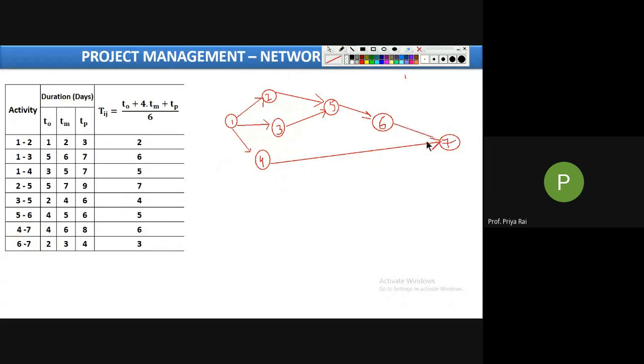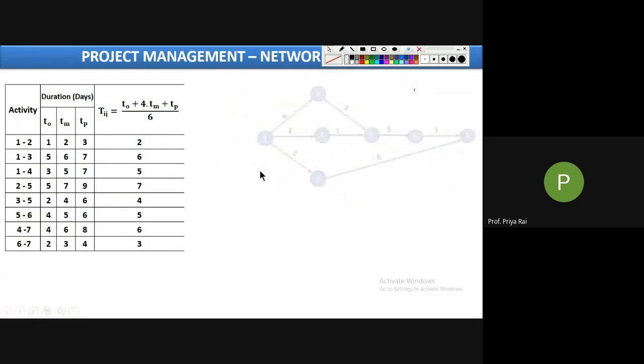So like this you can easily draw without the help of predecessor, because they have already given event to event. So this is your network diagram. Now you can write the values. All these values you can put here, for example 1 to 2 it is 2, 1 to 3 it is 6, 1 to 4 it is 5. Now it is similar to a CPM network diagram, right? So after this, all the process will be the same.